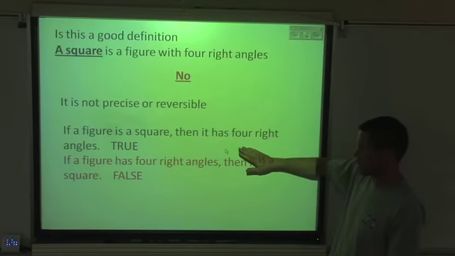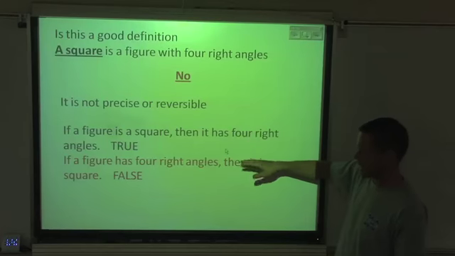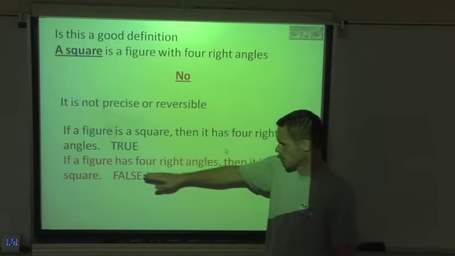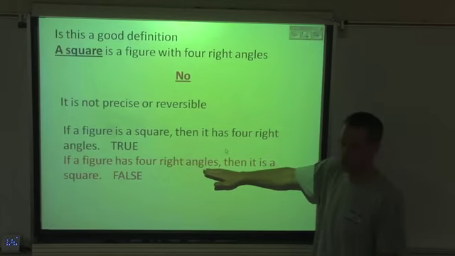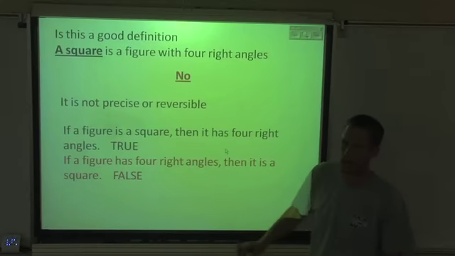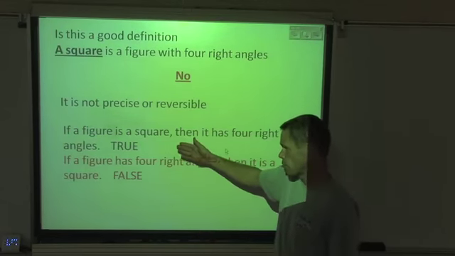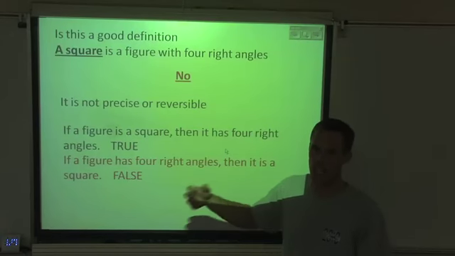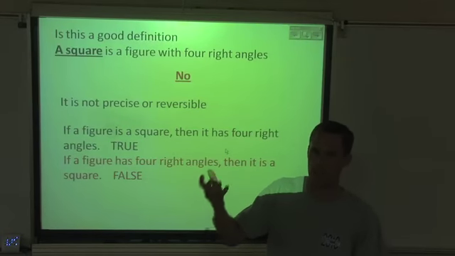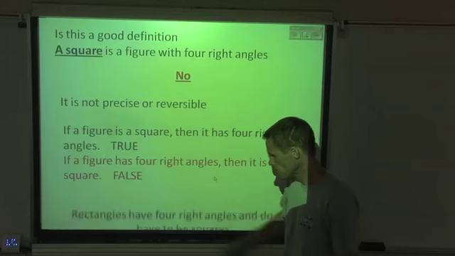If a figure is a square, then it has four right angles. This is true. If a figure has four right angles, then it is a square. This is false. The first statement is true, the converse is false. This means it fails to be reversible.